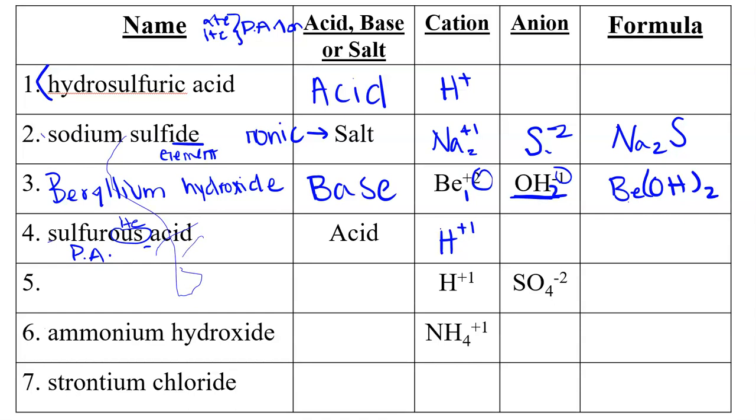Oops. Oh, what happened? My pen just decided to wig out on me. Okay. So sulfurous, that OUS used to be ITE. Remember that bite is delicious. So sulfite is SO3, -2. Sulfite is SO3, -2. All right, then we crisscross those. That gives me H2SO3.